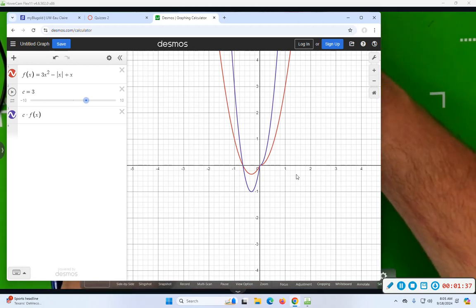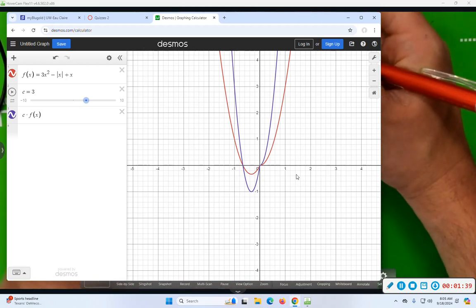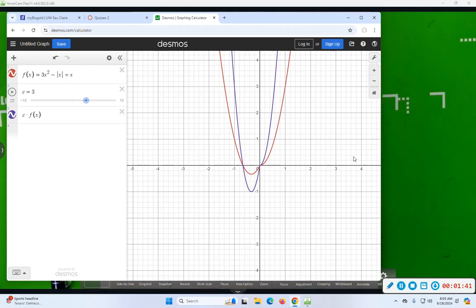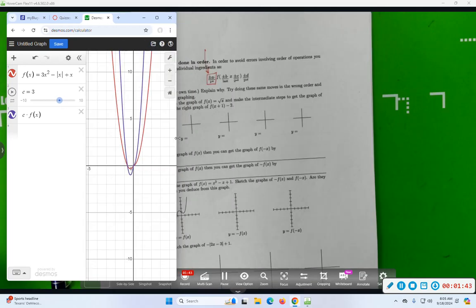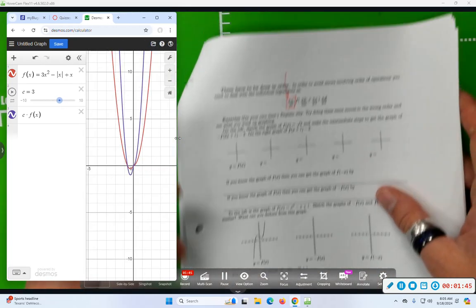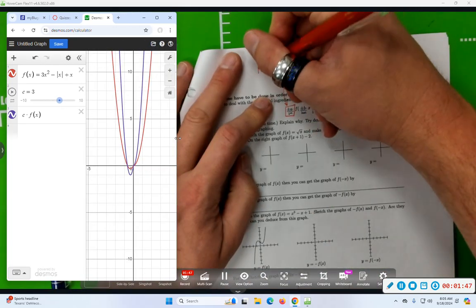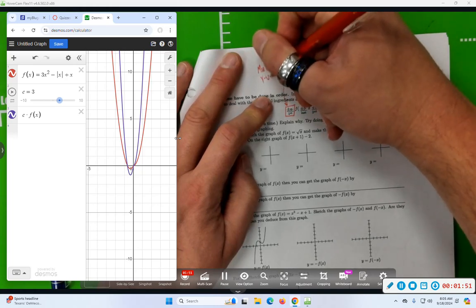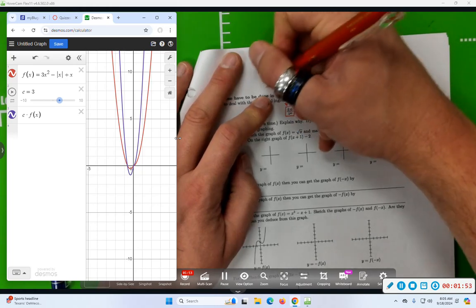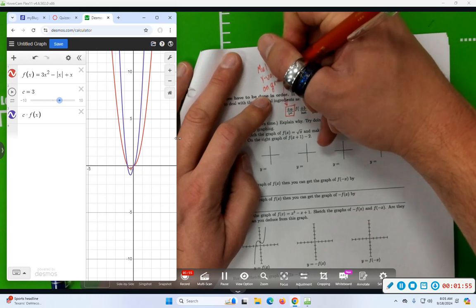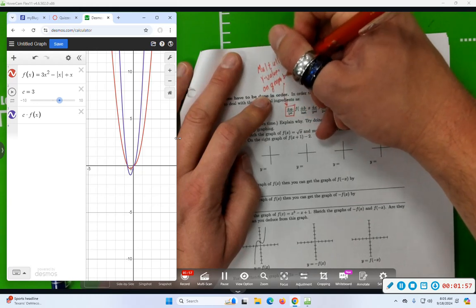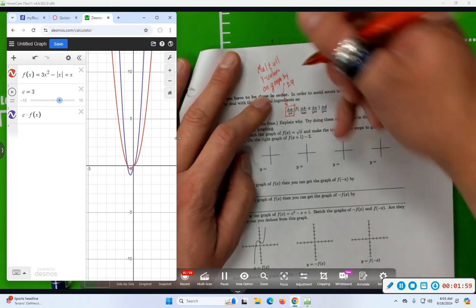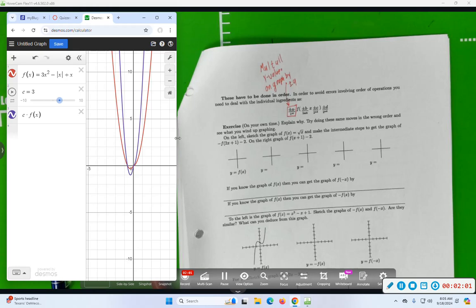So what will this a do? When you multiply all the output values, let's do this, I'll multiply all y values on the graph by plus or minus a. So that could just be a vertical stretch. If that a is negative, maybe it'll be a flip as well.